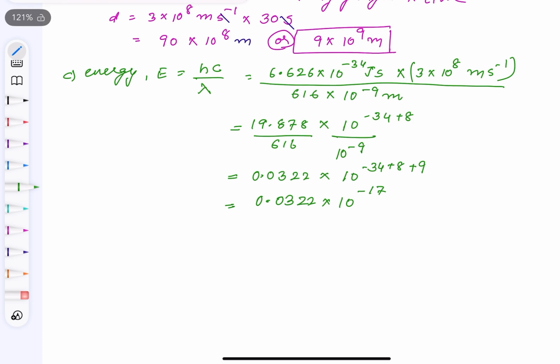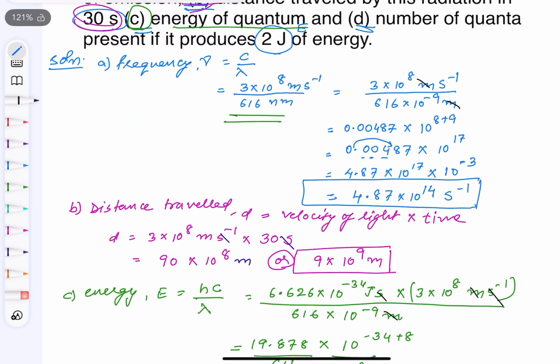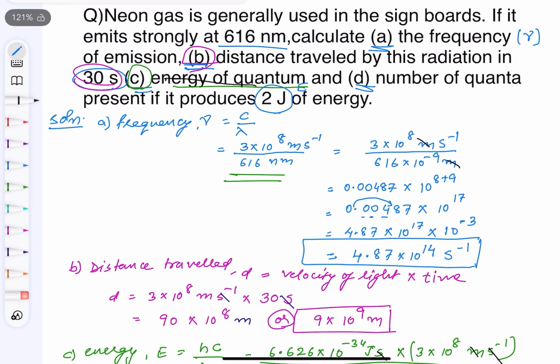Now to write it in proper significant form, you can write 3.22 into 10 to the power of minus 17 and into 10 to the power of minus 2, because we have shifted 2 digits. So finally the answer of energy would be 3.22 into 10 to the power of minus 19, and the unit would be joules, because you can see that here second will be getting cancelled and meter will be getting cancelled. So that was your third part of the question, energy of quantum.